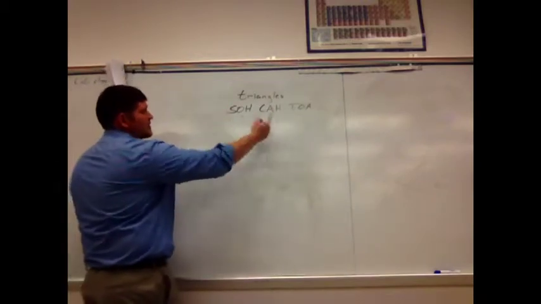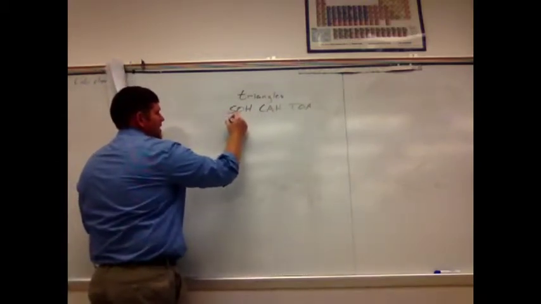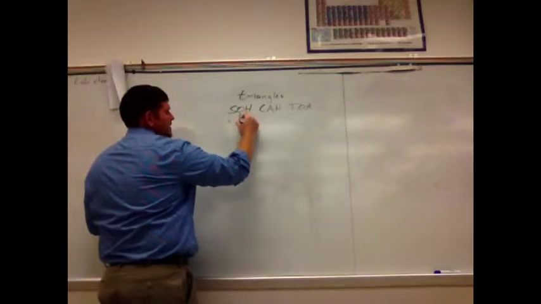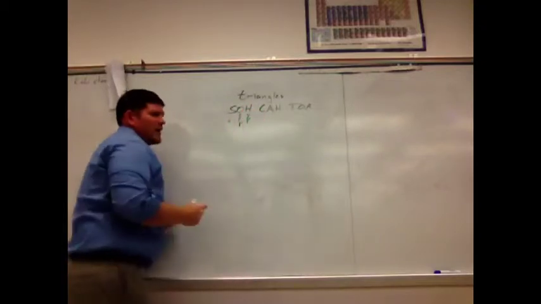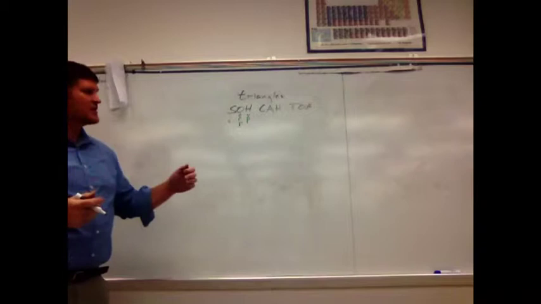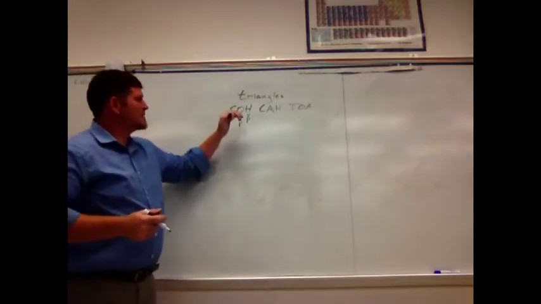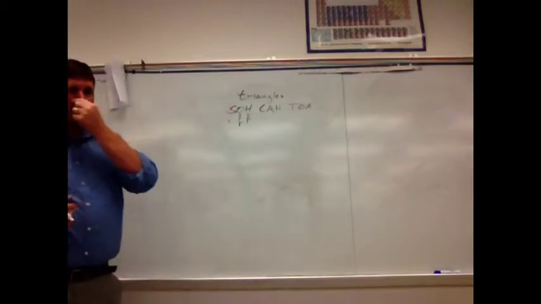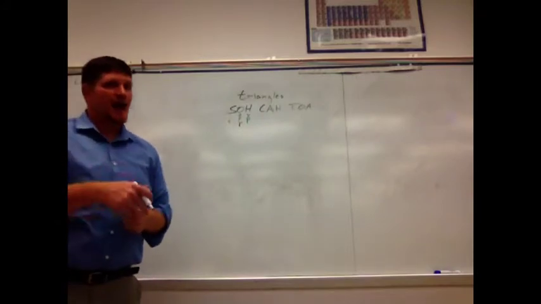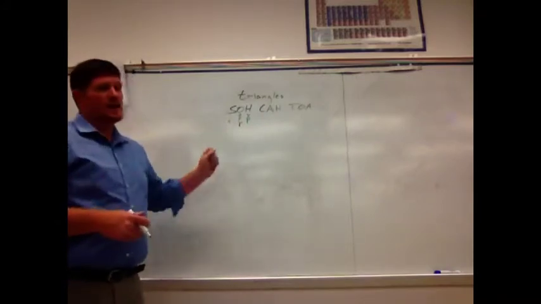The SOH part is sine is opposite over hypotenuse. I know that's terrible writing, but that's what it is. It's going to look like that. So sine is opposite over hypotenuse. If I have an opposite and I have a hypotenuse side, I'm going to use sine.